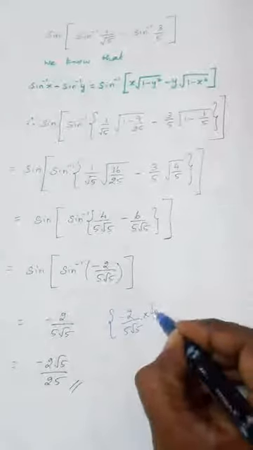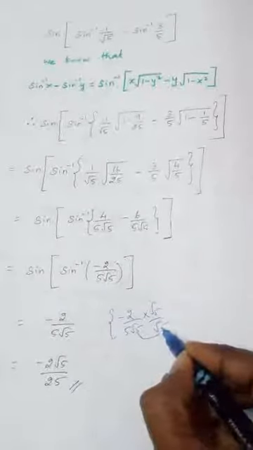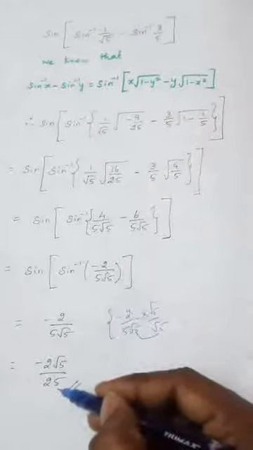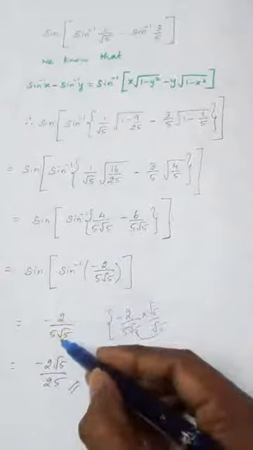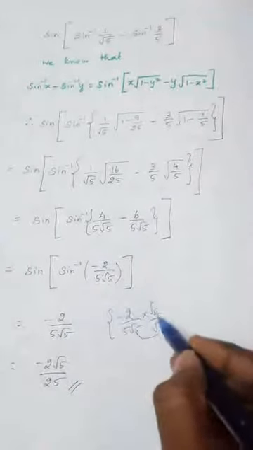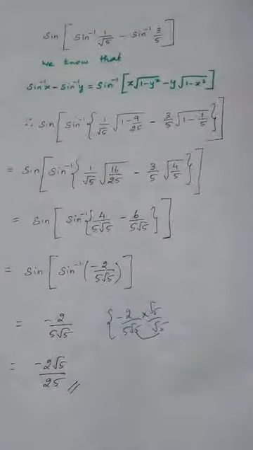You can multiply and divide by root 5. So root 5 into root 5 is what? 5. 5 5s are 25. Minus 2 root 5 by 25. Either you can stop, or since the denominator carries a root, we multiply and divide by root 5 and get this answer. Hope you will understand this sum.